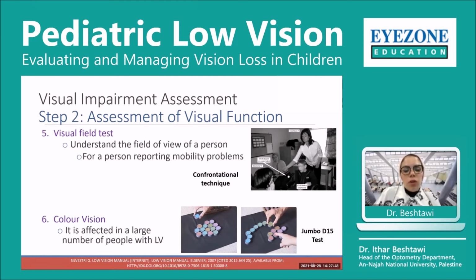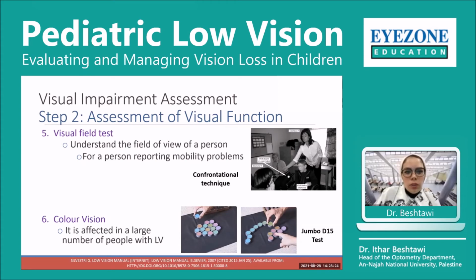After that, we test the visual field. Visual field testing in low vision assessment is required to give an understanding of the field of view of the person and how this might affect their functioning in daily life. To conduct this test, you need two examiners. Also, you can seat the child on the lap of a family member, mainly his mother. One examiner can sit in front of the child, and the other examiner can sit behind.